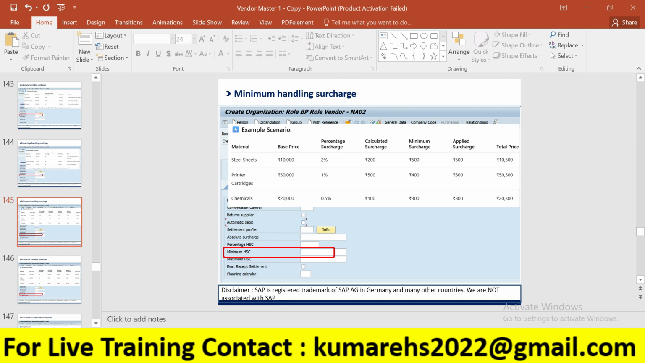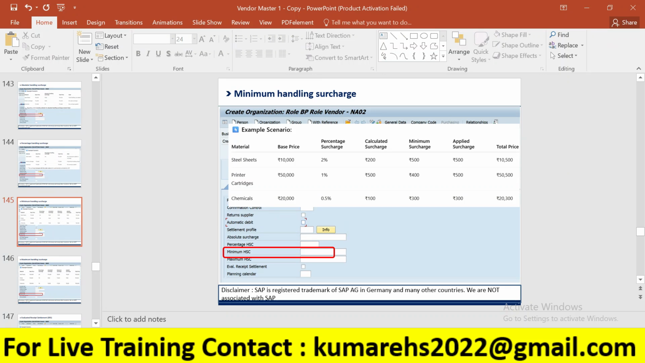How does it work in SAP? Step number 1: surcharge calculation. SAP calculates handling surcharges: absolute surcharge plus percentage surcharge. Step number 2: minimum surcharge check. If the calculated surcharge is less than the minimum handling surcharge, SAP applies the minimum value instead. Step number 3: accounting posting. The minimum handling surcharge is posted to a designated expense account integrated with financial accounting.